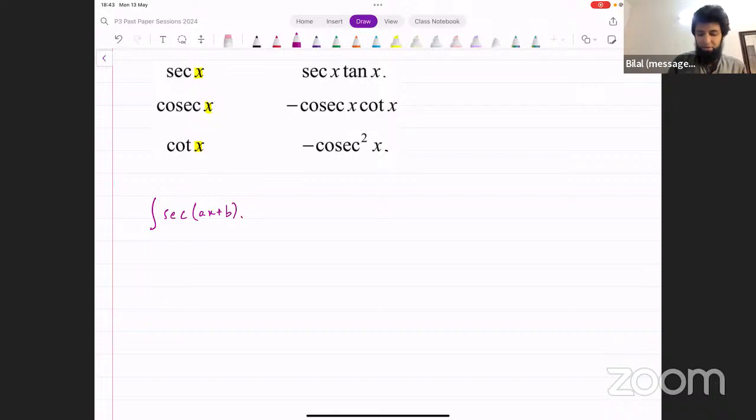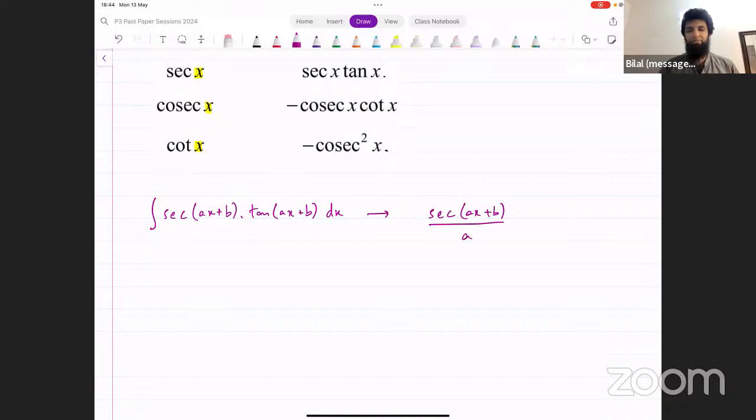Secant of ax plus b into tan of ax plus b, if you want to integrate this with respect to x, how would you do that? Integration of secant into tan is what? Secant. So this is going to be given by secant of ax plus b. But then you have to divide by the derivative of the expression inside. What would that be? You divide it by a. And that's the result that you get from this.